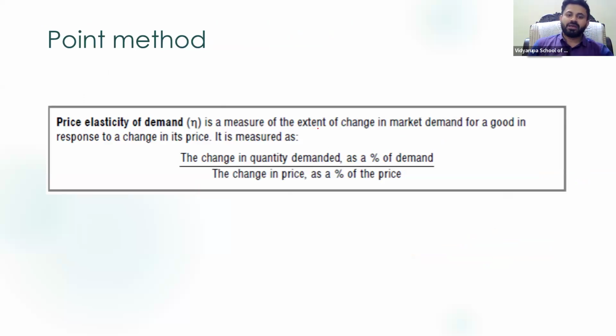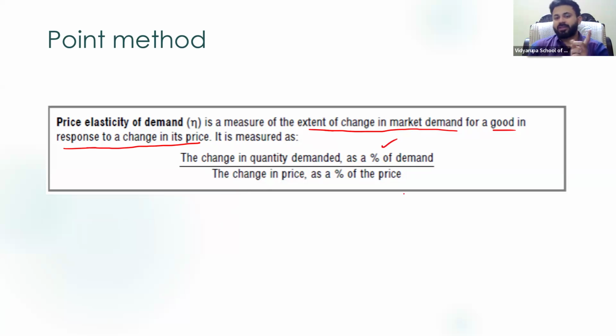Price elasticity of demand is a measure of the extent of change in the market demand. How much the demand changes for a good, a service or a commodity in response to a change in price. When the price of a product changes, what kind of response will it have on the demand, and to what extent? So look at the formula here. The numerator is the change in quantity demanded, but read it completely: change in quantity demanded as a percentage of demand.